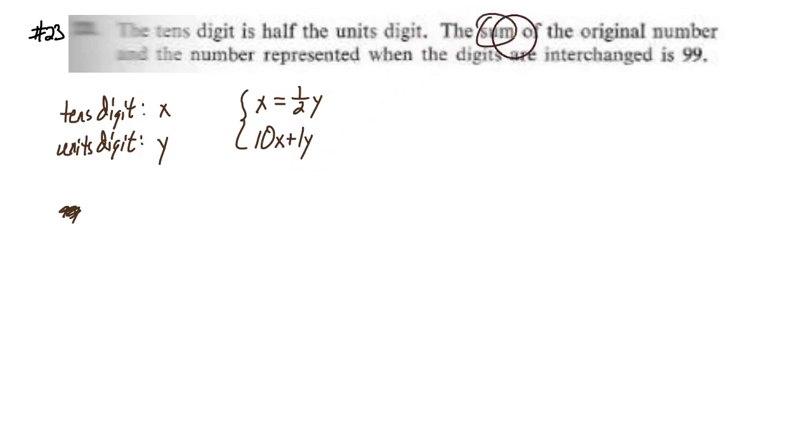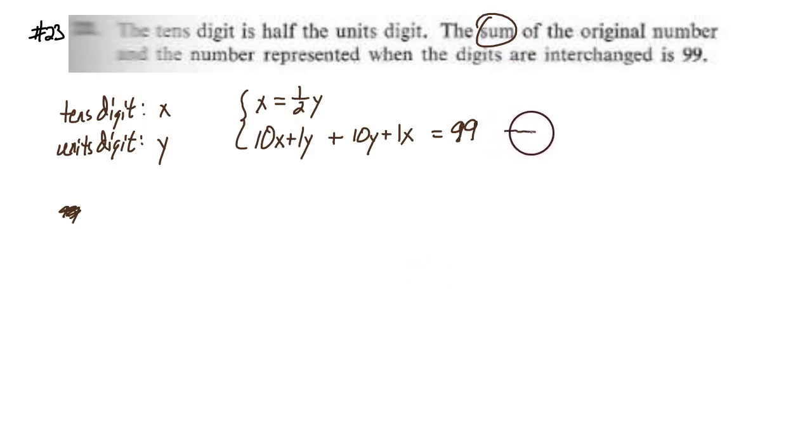The word sum means to add. The thing we're adding to the original number is the number represented when the digits are interchanged. So the letter y would become the tens digit, and the x would become the units digit. The value of that number is 10 times y plus 1 times x. That is 99. This equation models the second sentence in the paragraph.